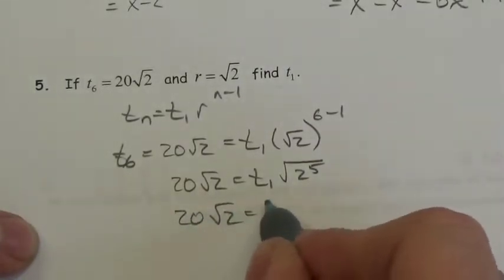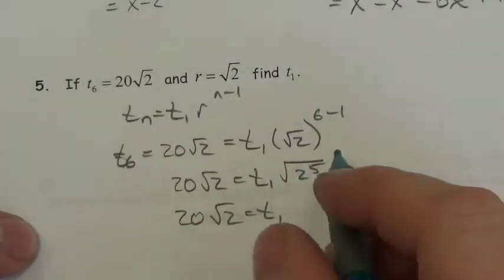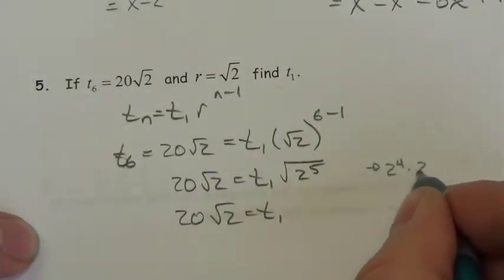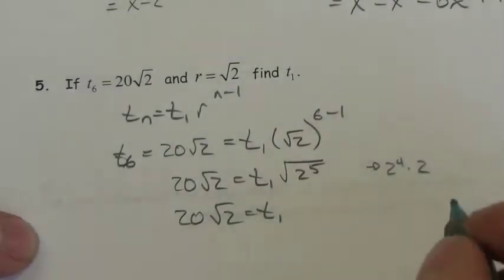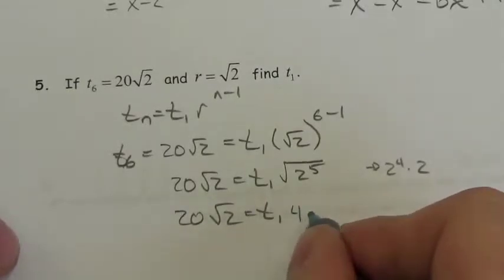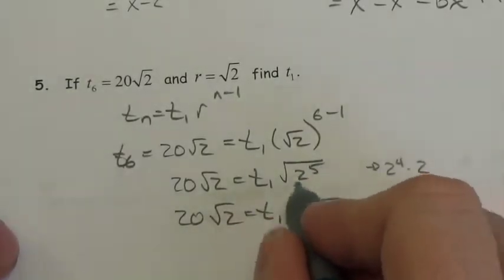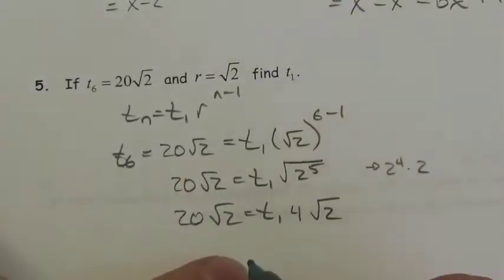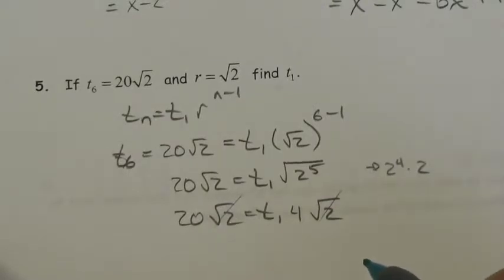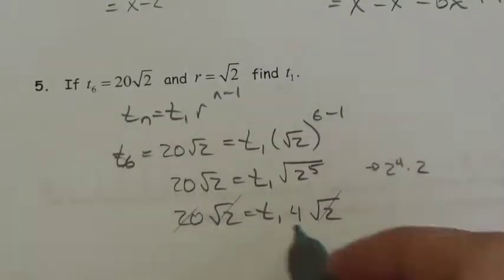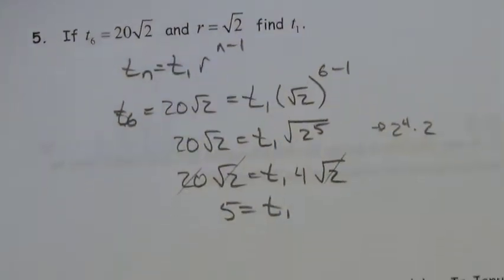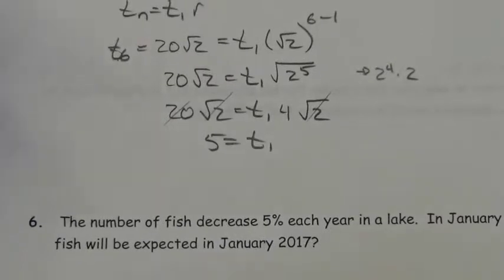Okay, well, square root of 2 to the 5th, well, that's the same as, okay, 2 to the 5th is the same as 2 to the 4 multiplied by 2. Square root of 2 to the 4 is going to be 2 squared, or 4, really. And I still have this 2 that's left over inside there that I can't get rid of. Now, if I try to solve for t1, I see my root 2 divided by my root 2 goes away. 20 divided by 4 gets me 5, my first term is 5. That was kind of a nice one, actually.